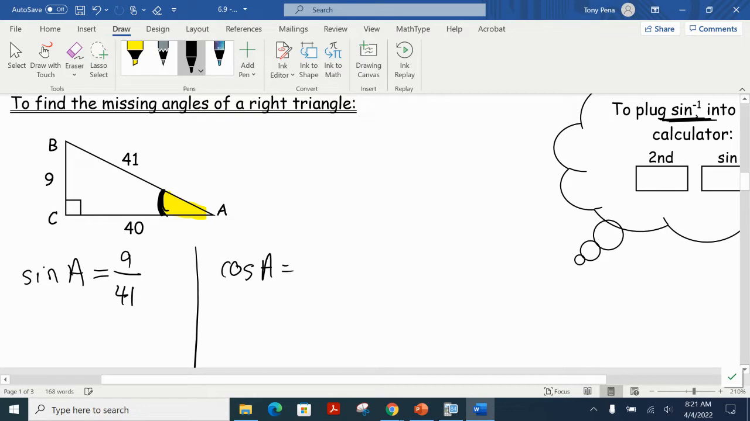All right, however, let's say I ask you to find the cosine. So now do the cosine of angle A. Do that for me real quick. All right, and Ella, what is the cosine of angle A? 41. Good, 40 over 41. And then last but not least, let's say I ask you to find the tangent of angle A.